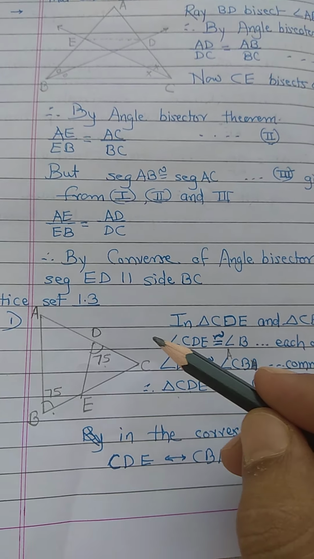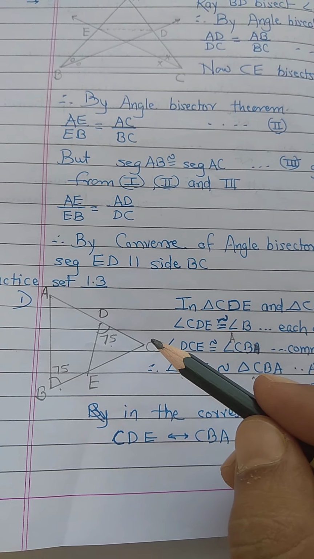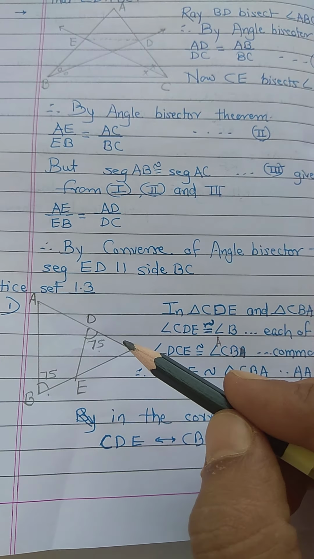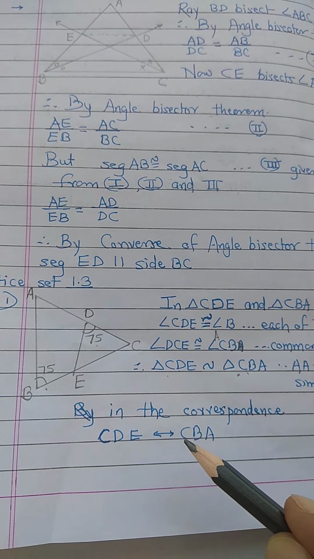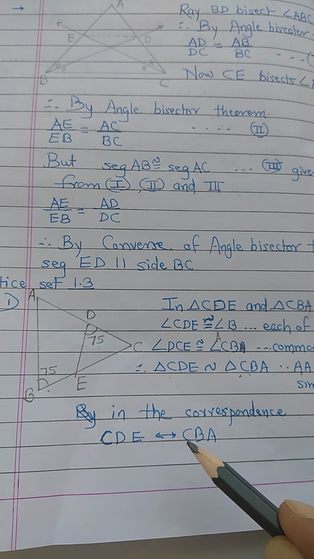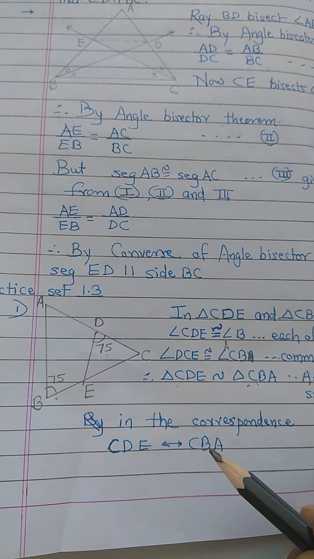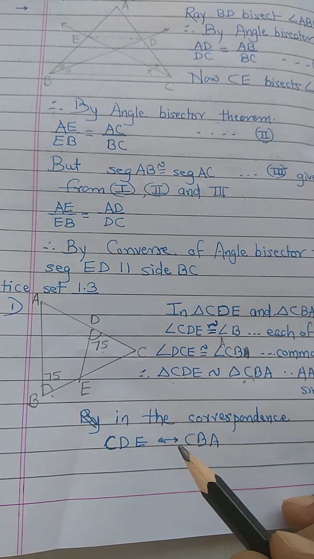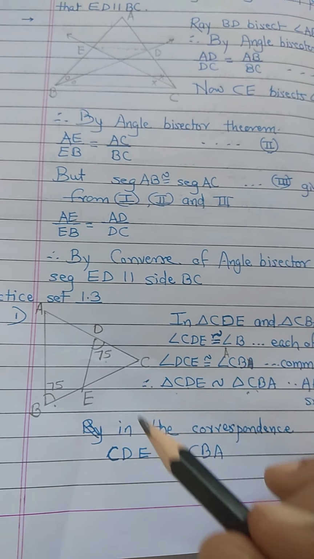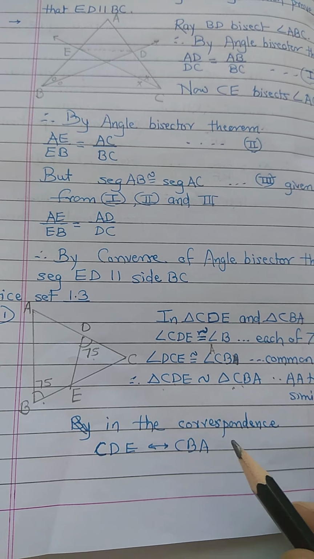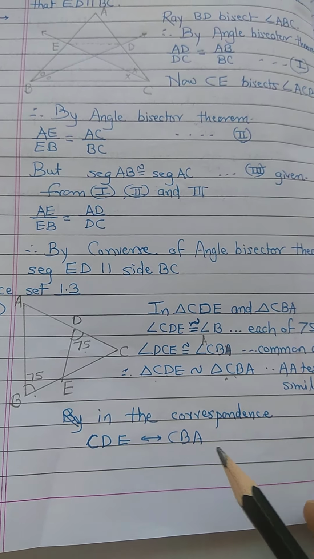Here the correspondence is CDE one-to-one correspondence with CBA. C is the common angle, therefore C corresponds with C. D is 75, B is 75 here, so D should have one-to-one correspondence with B and E should have one-to-one correspondence with A. Therefore the correspondence here is CDE one-to-one with CBA.